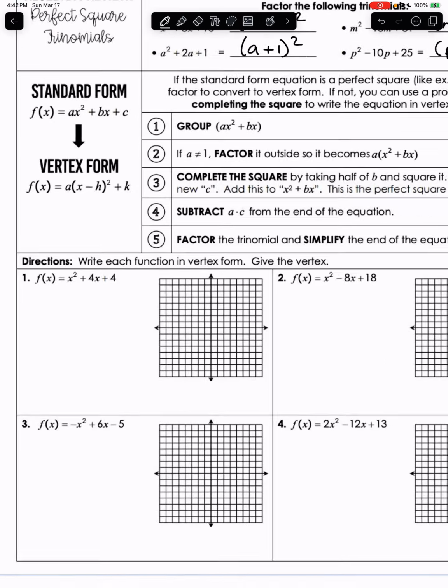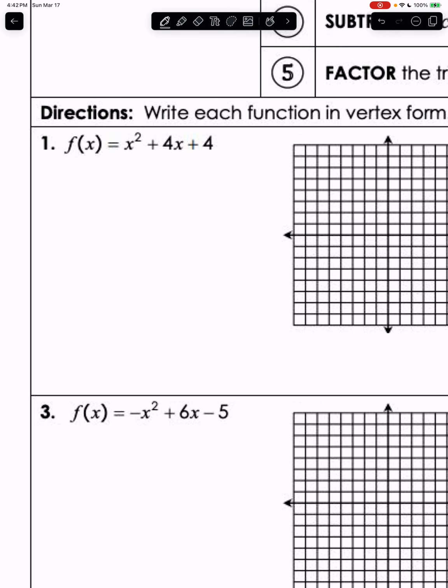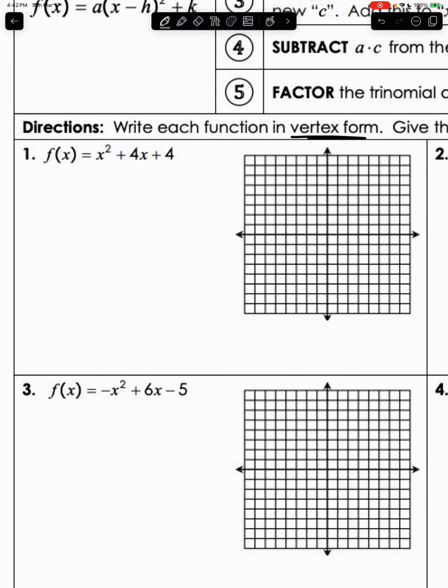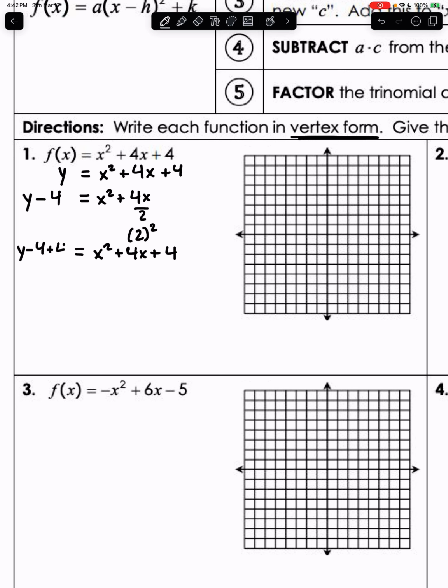So here we go. First one, we're going to do this first page together, and then you're going to practice with the second page. So first thing we need to do is write it in vertex form. So I'm going to right away have this be a y because I feel like it's much more efficient for many students. And then I'm going to move over my constant term, divide my b by 2. This would be 4, so I'm going to get x squared plus 4x plus 4, y minus 4, and then don't forget the plus 4.